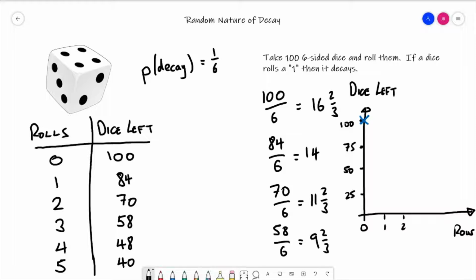Let's just put some numbers on this x-axis. We'll just do the first 4. After our first roll we had 84 remaining, so we've probably got a data point roughly there. After 2 rolls we had 70 remaining. After 3 rolls we had 58, and after 4 rolls we had 48. And what we can see there is not brilliant on the screen, but a bit of a curve.